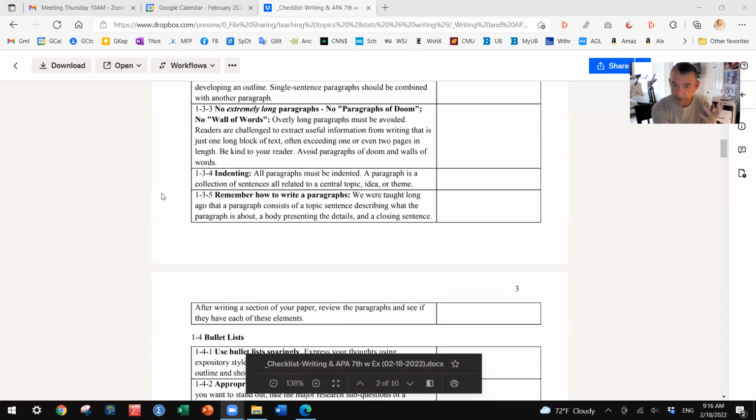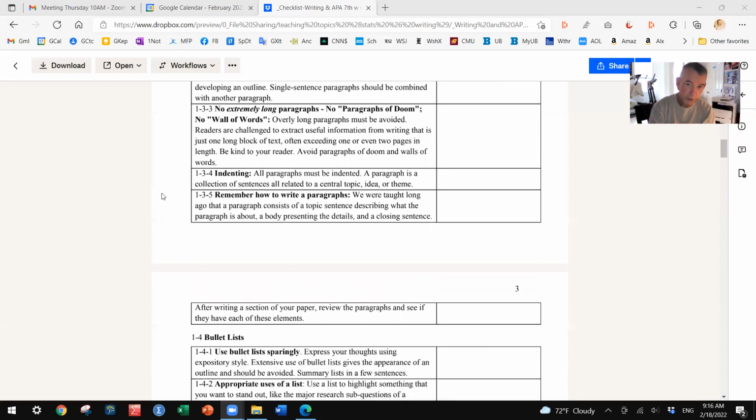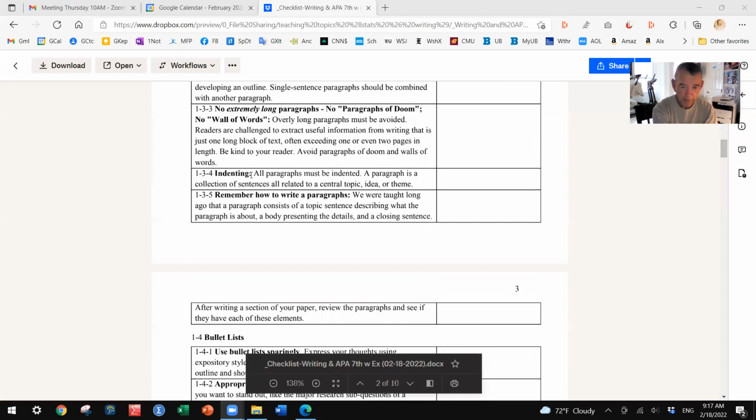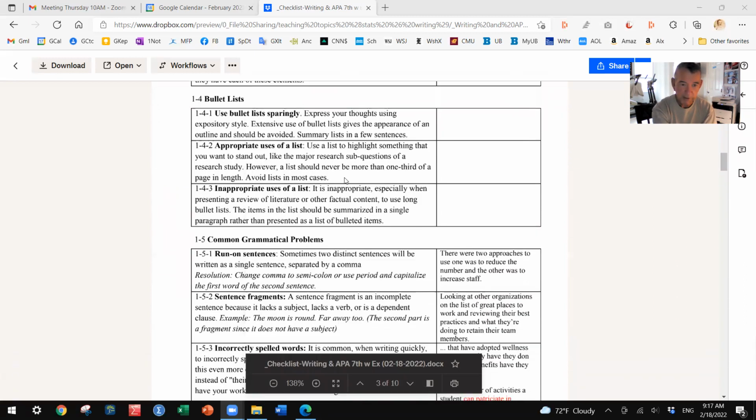A paragraph, what is it? It's a collection of sentences related to a central theme or topic. If you've got 2 pages of sentences, they probably don't relate. They're probably a congregation, an assembly of just thoughts and ideas that are all over the place. And so we have to be careful about writing paragraphs.